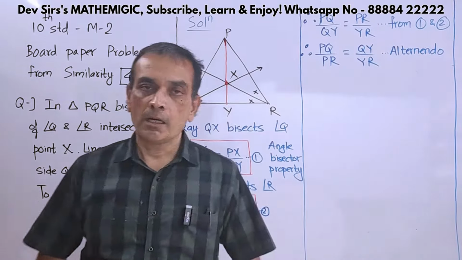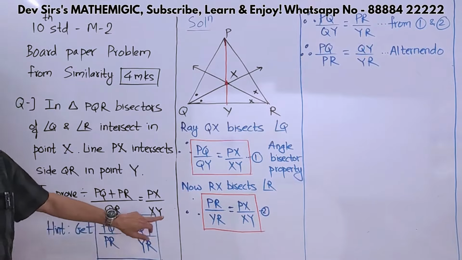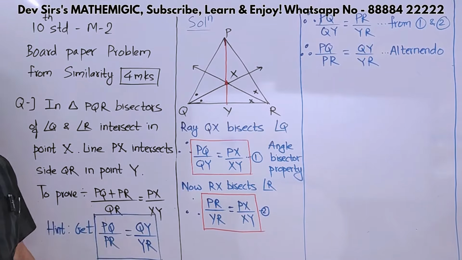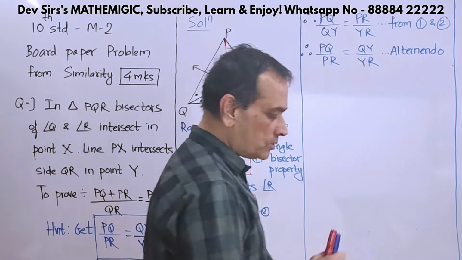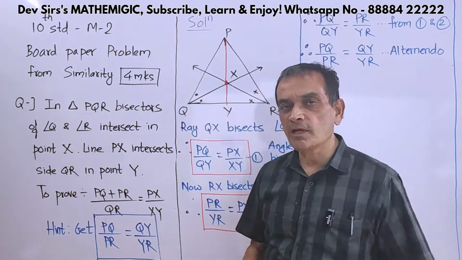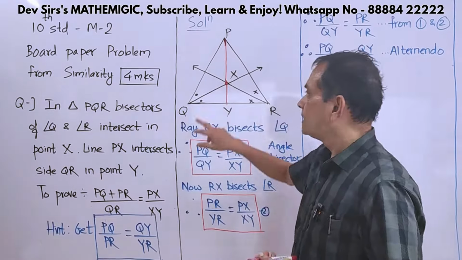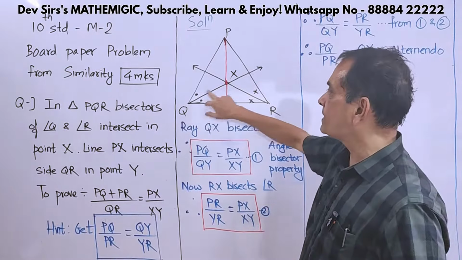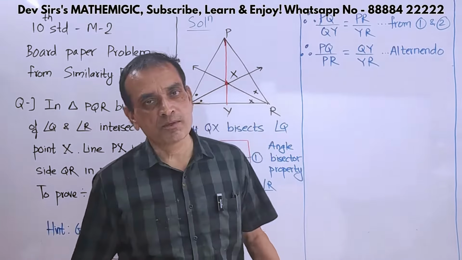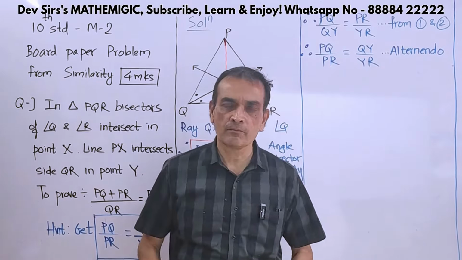Okay? Hint, key step, get this equation: PQ upon PR is equal to QY upon YR. Right? Now, first of all, we have certain similar diagrams in the textbook, similar problems, where in one triangle there are two angle bisectors. So what to do? Simple, just use angle bisector property 2 times.